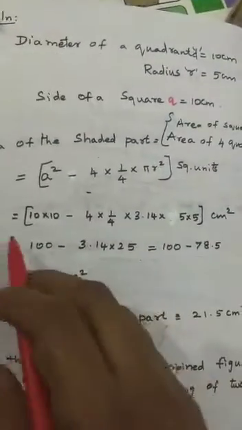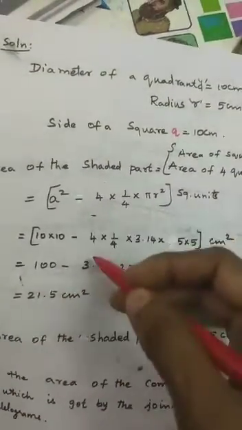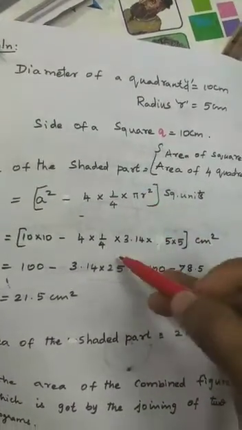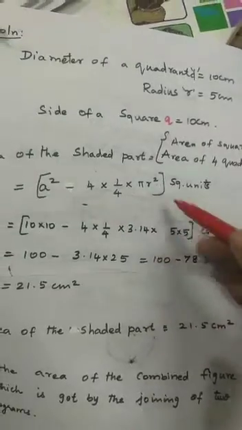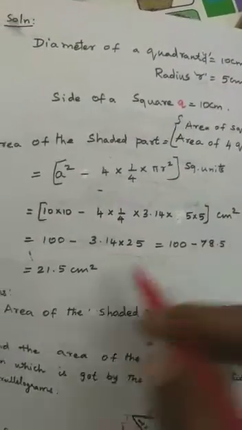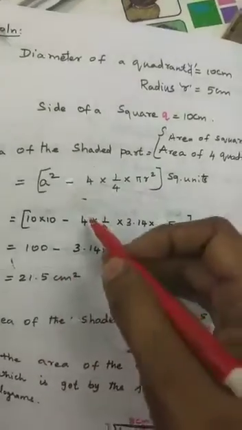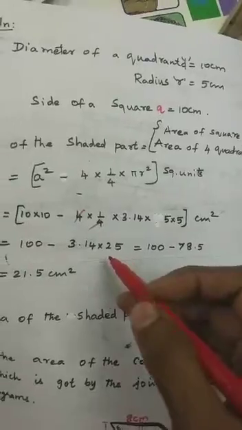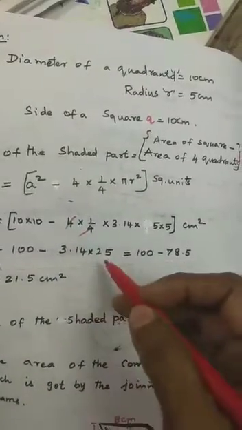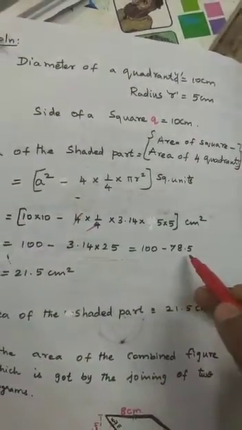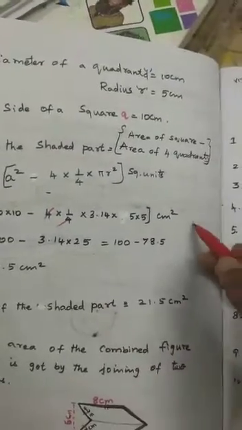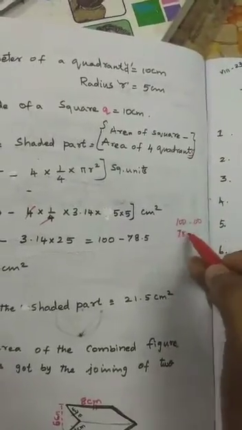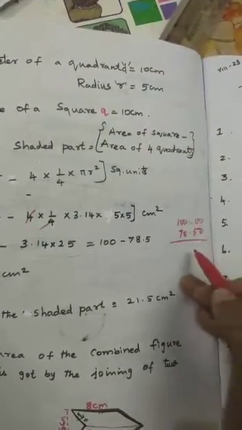Square units. Okay, now 10 into 10 minus 4 into 1 by 4 into pi as 3.14 into 5 into 5. Now 100 minus, this 4 gets cancelled. So 3.14 into 25. Then you have to multiply these. Then it will be 78.5. Now you subtract from 100.00. Okay, this 78.5 you are going to subtract.